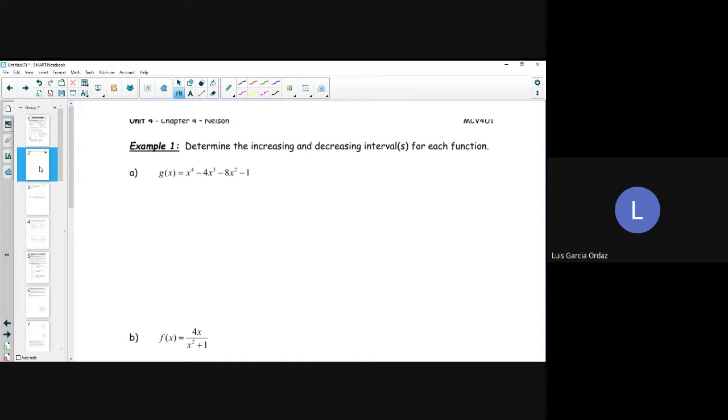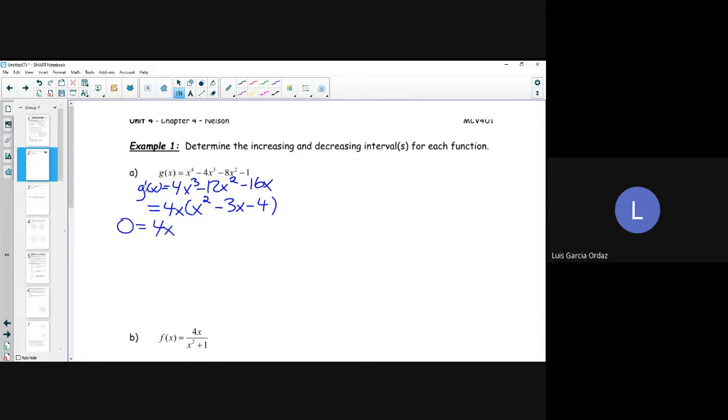So I need to take my derivative of g of x, which is 4x cubed minus 12x squared minus 16x. And now I need to find a common factor. So my common factor is going to be 4x. So I get x squared minus 3x minus 4. So remember, my slope of the tangent at my maxes and mins is going to be 0. So I got to set this guy equal to 0.